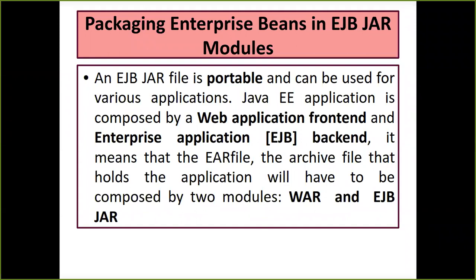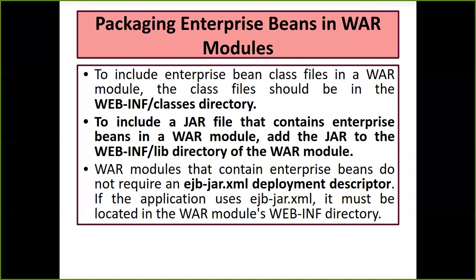So it is very much portable. It is composed for the web application frontend, and it also helps the application backend. It is going to have two modules: WAR, and the other one is your EJB JAR file. What do we mean by WAR? It consists of class files and some class directories. It will also have web application information, like the configuration information you had in the web.xml file. That you can also have in your WEB-INF folder. The WEB-INF folder is going to consist of all the JAR files.